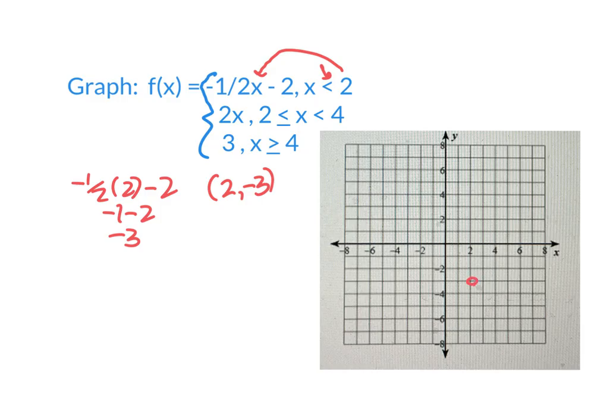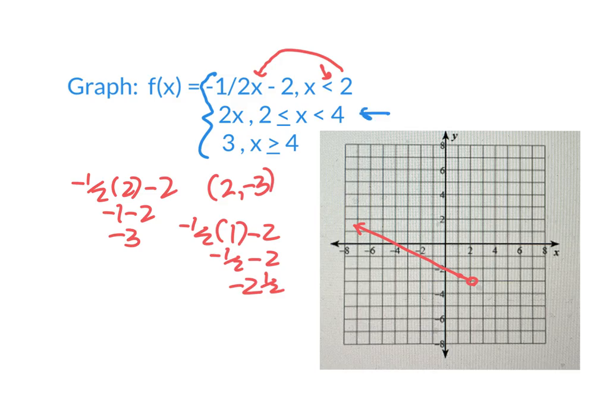Now because it says less than 2, I'm going to go 1 to the left. If I go 1 to the left, that puts me at 1. So I'm going to go to -1/2 times 1 minus 2. That gives me -1/2 minus 2, which is -2.5. All right, so I plugged in 1, and I got -2.5, which is going to put me right here. Now I can connect those two dots, and there's the first piece. All right, I'm going to change colors. I'm going to go here.